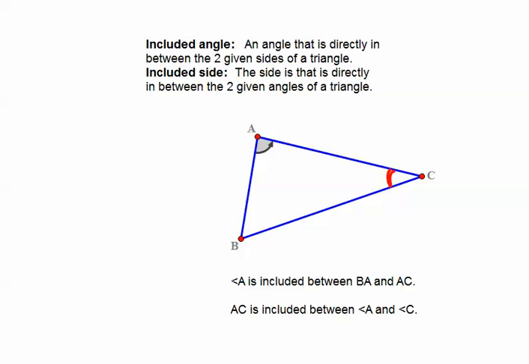We can also have included sides. An included side is the side that is directly in between the two given angles. Looking at my example, side AC is included between angle A and angle C. This is because AC is directly in between those two angles. This side is included because it directly touches both of those angles.